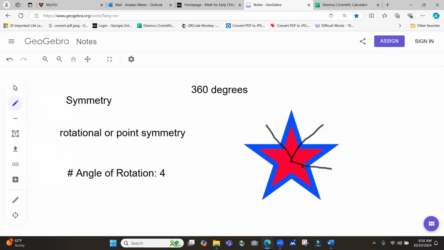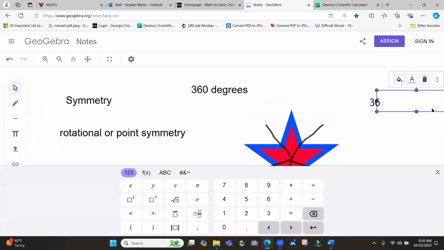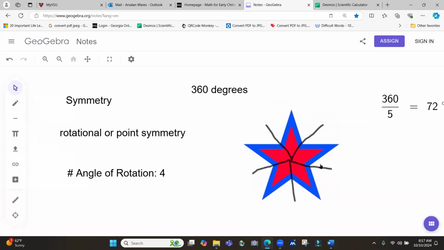And how many pieces do you get? Well, you get 5 pieces for this picture. Take your 360, the full circle number, and divide it by 5. 360 divided by 5, which is, let me think, it's going to be 72. So if you rotate the shape 72 degrees, okay, you are going to have this shape match itself.